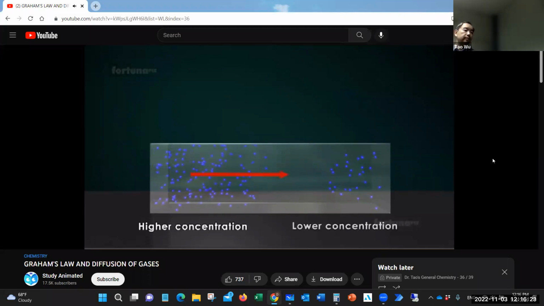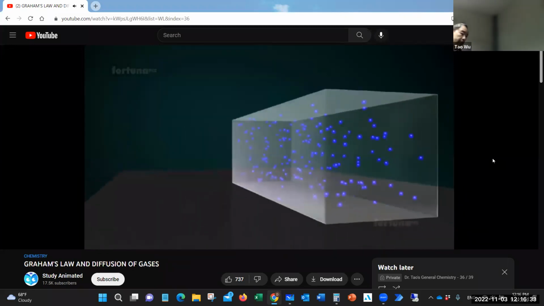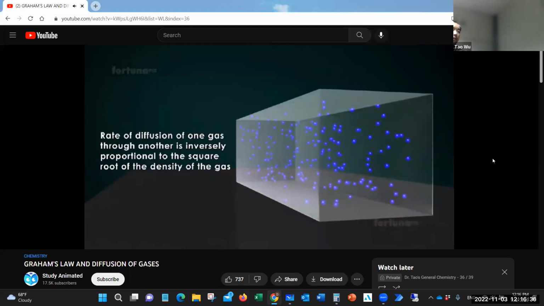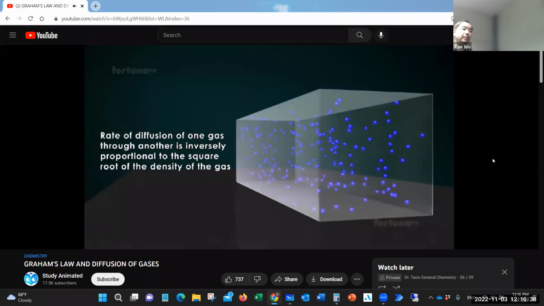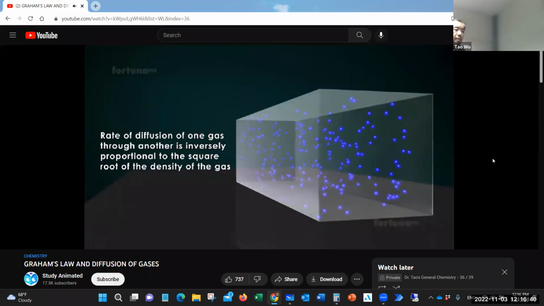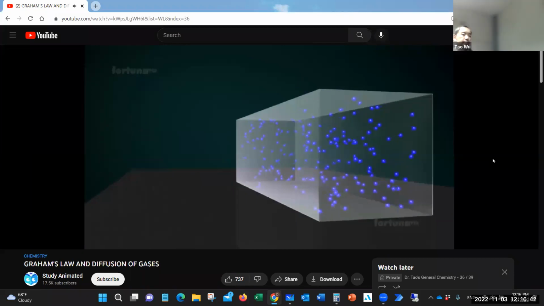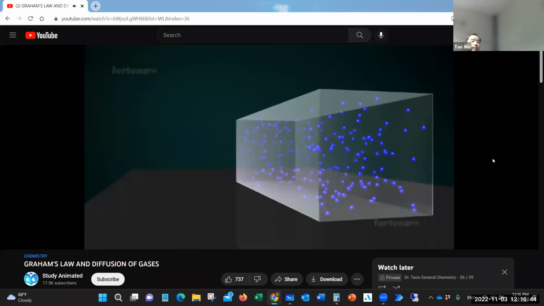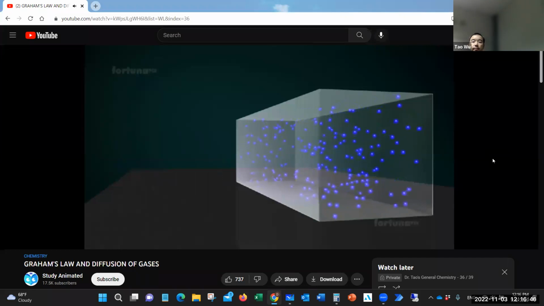Gas molecules move from areas of higher concentration to areas of lower concentration in a process called diffusion. A Scottish chemist, Thomas Graham, proposed a law that states that the rate of diffusion of one gas through another is inversely proportional to the square root of the density of the gas. This came to be known as Graham's law of diffusion of gases.